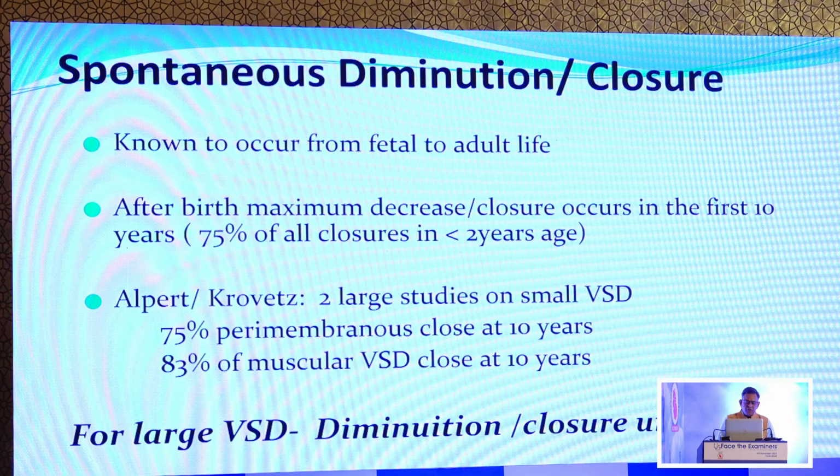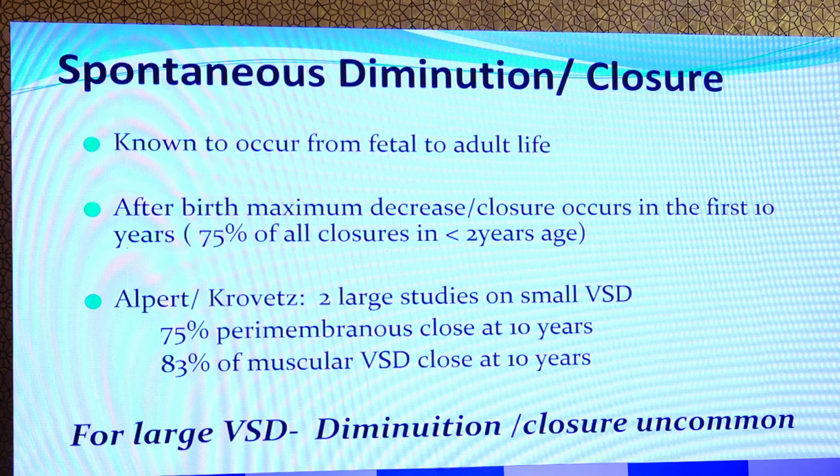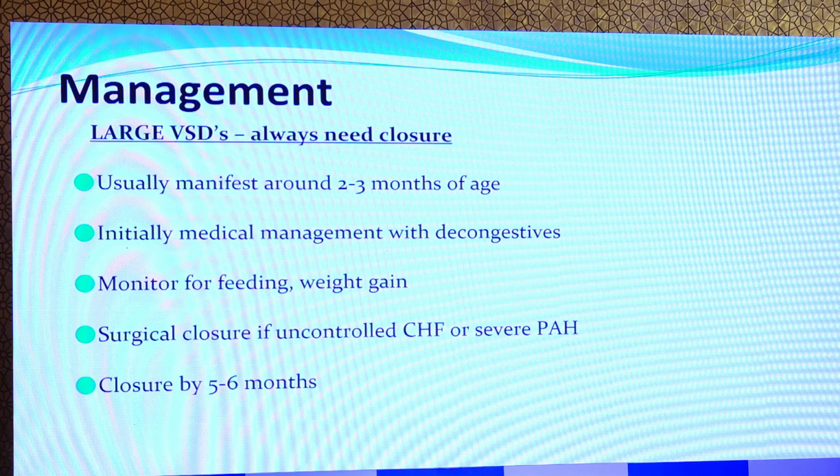Spontaneous diminution, we have just discussed: small defects, 75 to 80%, will close down, and almost the majority of the closures will occur before the age of 2 years, but they may close till 10 years also.